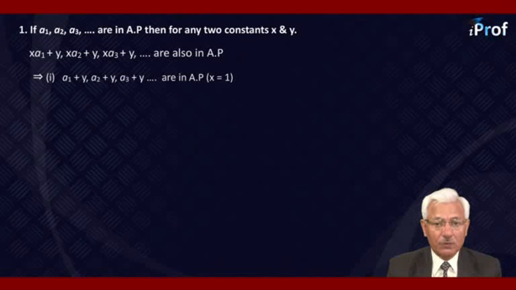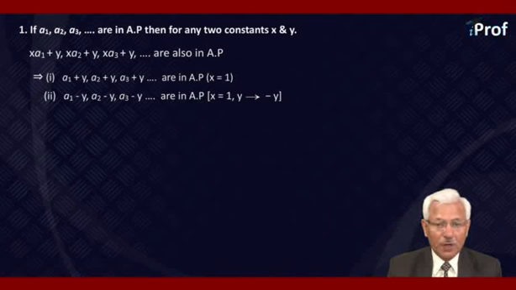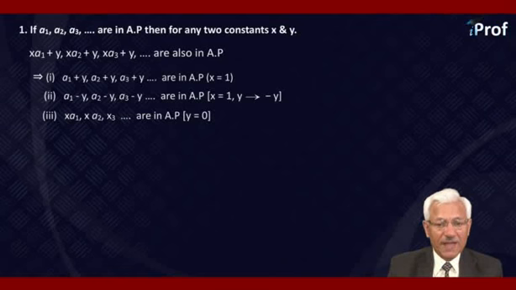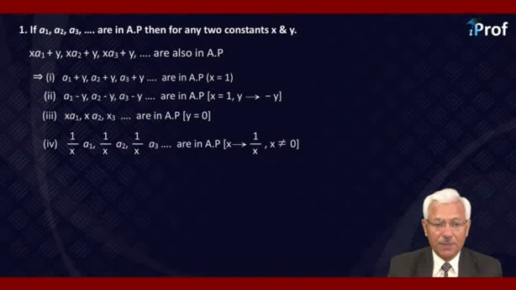If you put x equal to 1 and y equal to minus y, we get A1 minus y, A2 minus y, A3 minus y, and so on, are also in AP. Similarly, if you put y equal to 0, we get xA1, xA2, xA3, and so on, are also in AP. Let us replace x by 1 by x. We get 1 by x times A1, 1 by x times A2, 1 by x times A3, and so on, are also in AP.